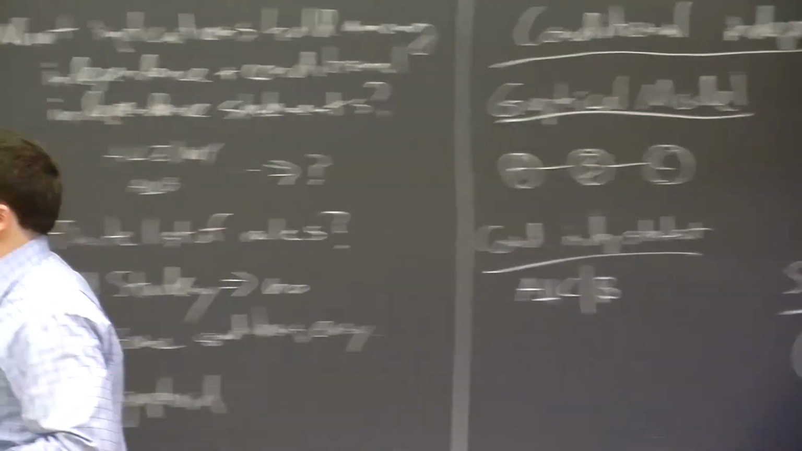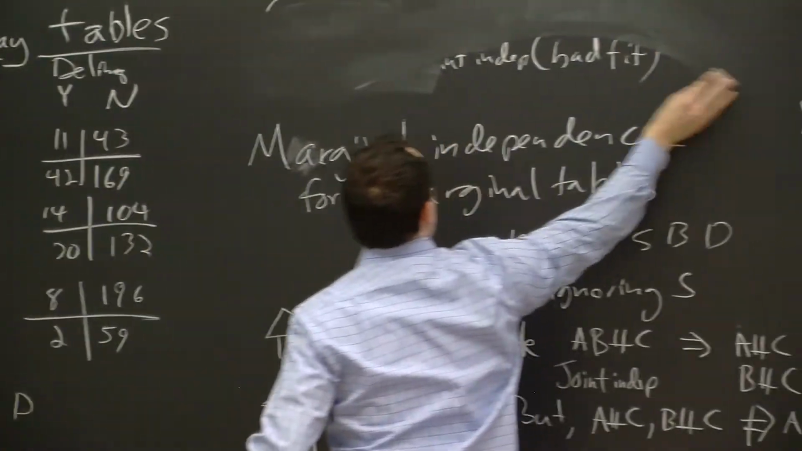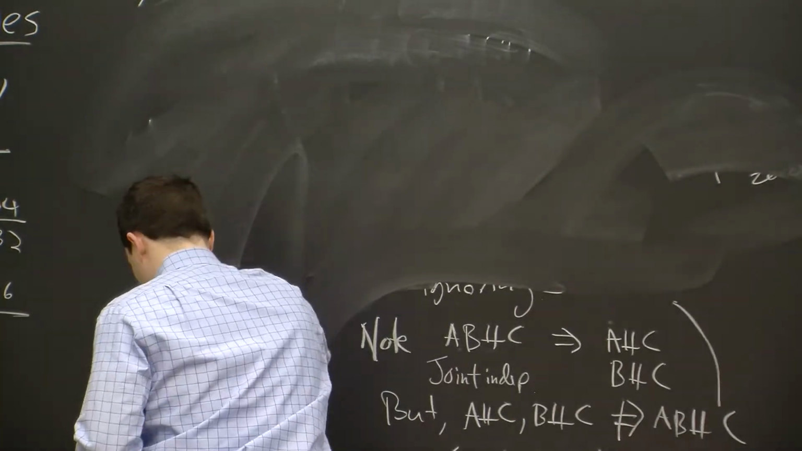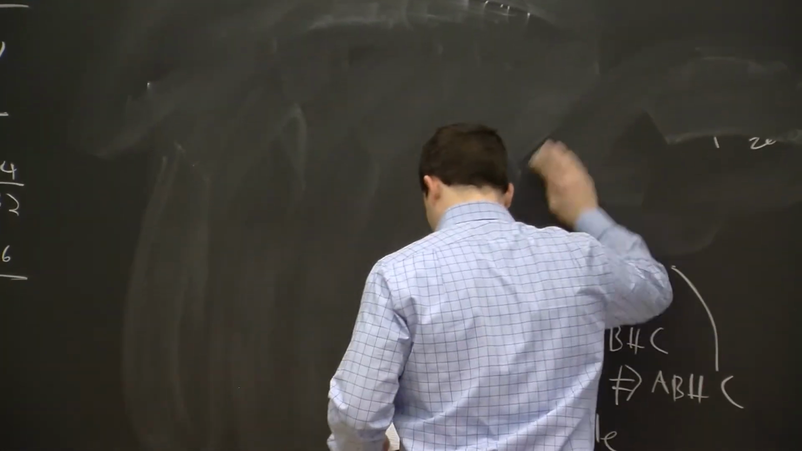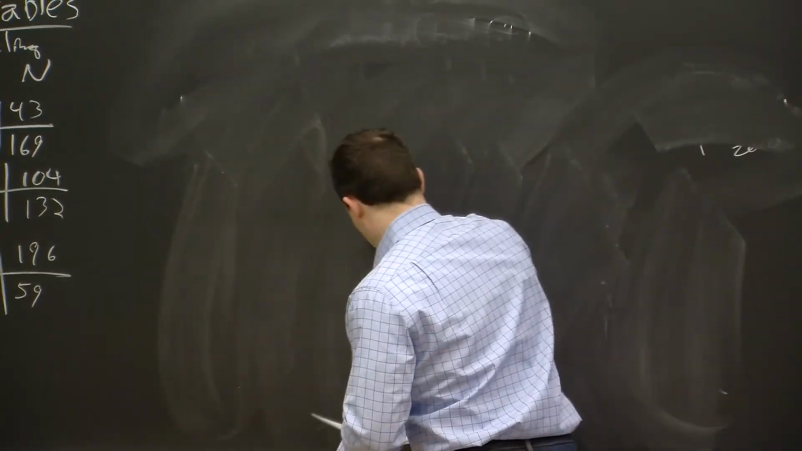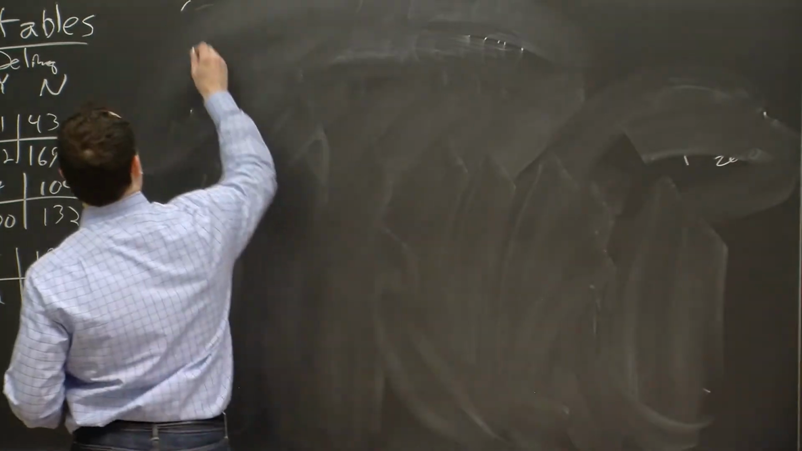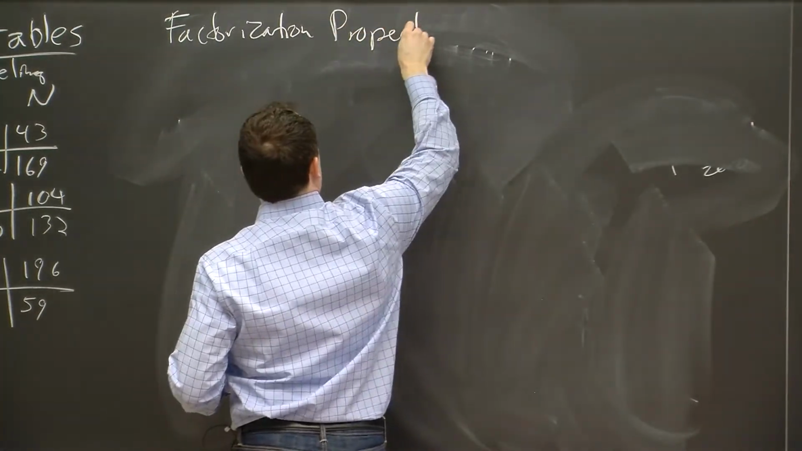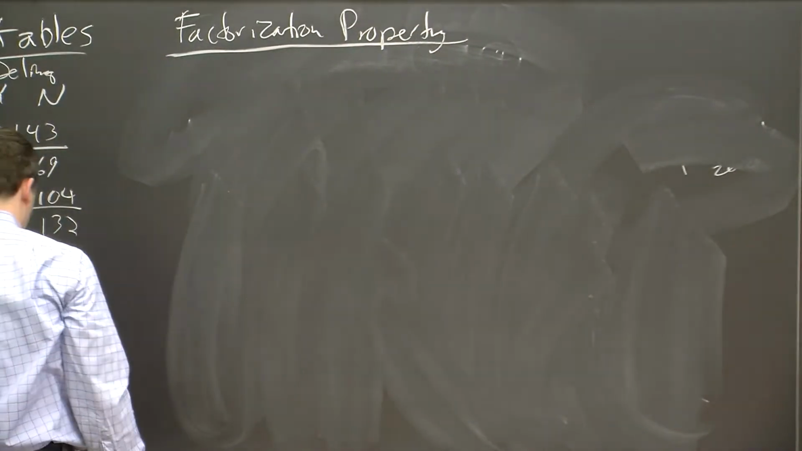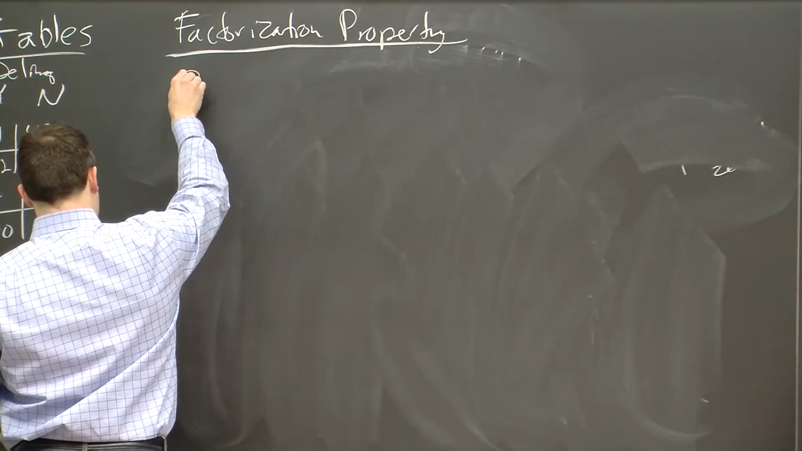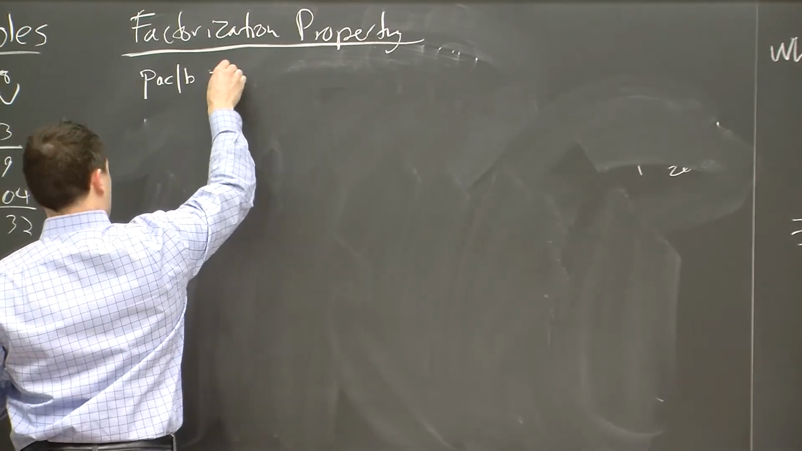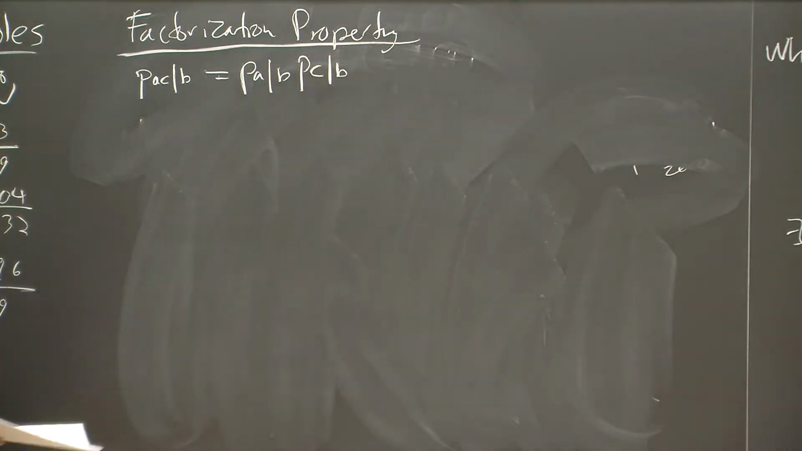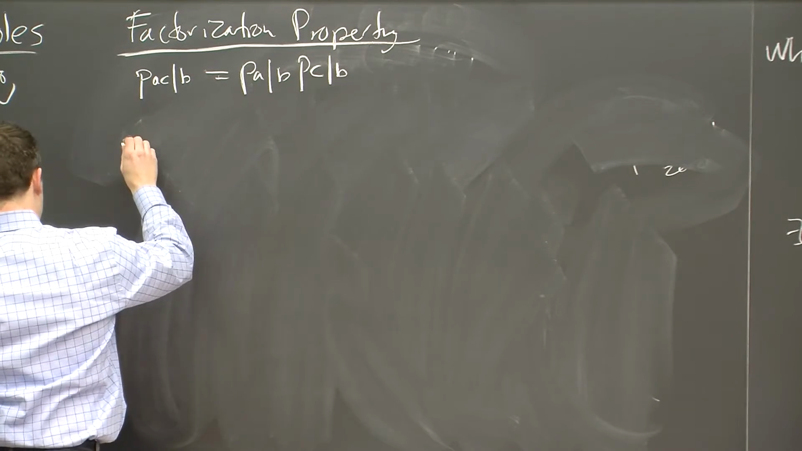So let's explicitly write down a factorization property. And there are a couple of different ways of thinking about that. I could say P of AC given B equals P of A given B times P of C given B. So this is conditional independence. And let me expand this statement and explain why I'm writing it this way.